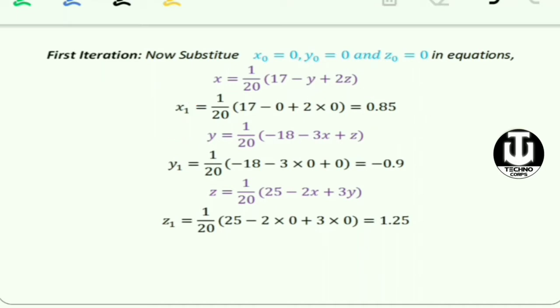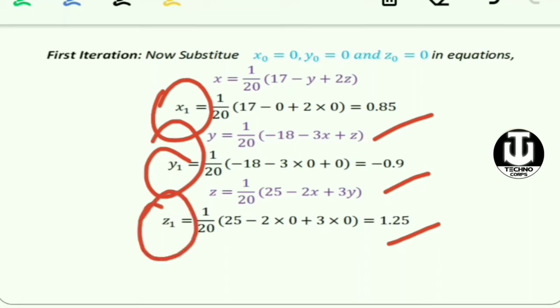Similarly, for y1, we are putting the x0 and z0 values, so we are getting the value of y1. And for z1, we are putting the values of x0 and y0, and we are getting this value as z1. So this is the answer of the first iteration in terms of x1, y1 and z1.